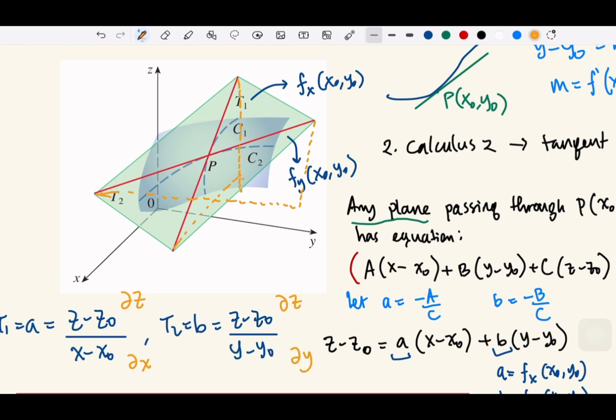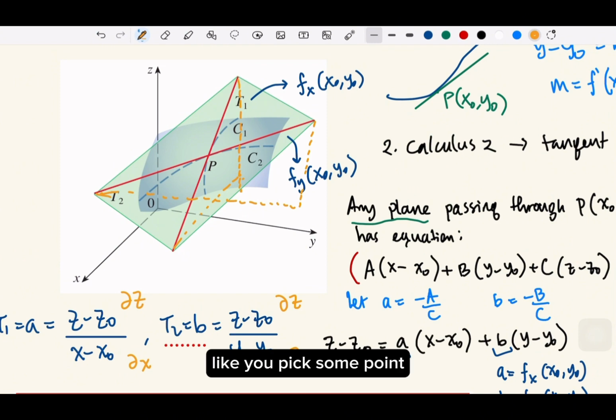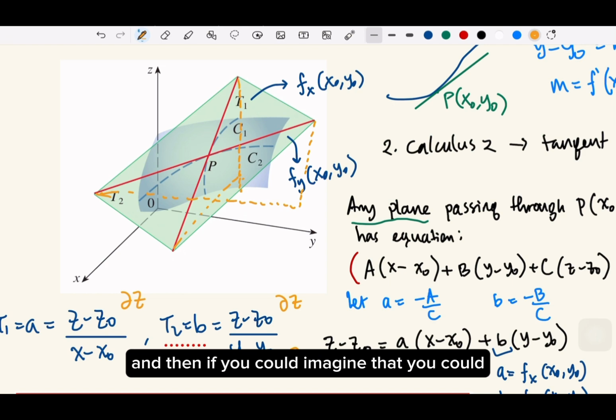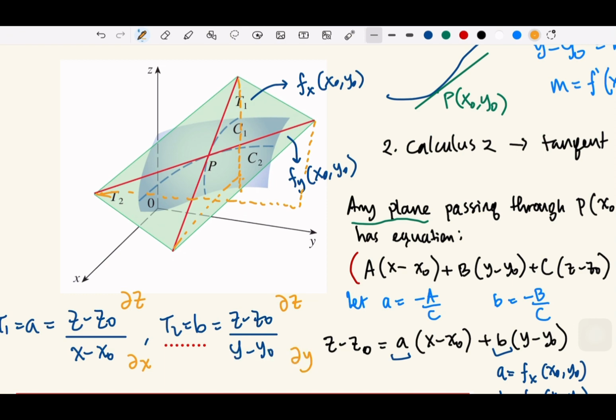Okay. We can also think visually. Perhaps at the very beginning this somehow looks complicated, right? But if you think clearly, like you pick some point, and then you imagine that you could rotate and see what it looks like, we see that T1 and T2, if we reflect to this xy, T1 is on x, right? On x like that, it has this line. And T2 is this line, which is parallel with y, right? Okay.